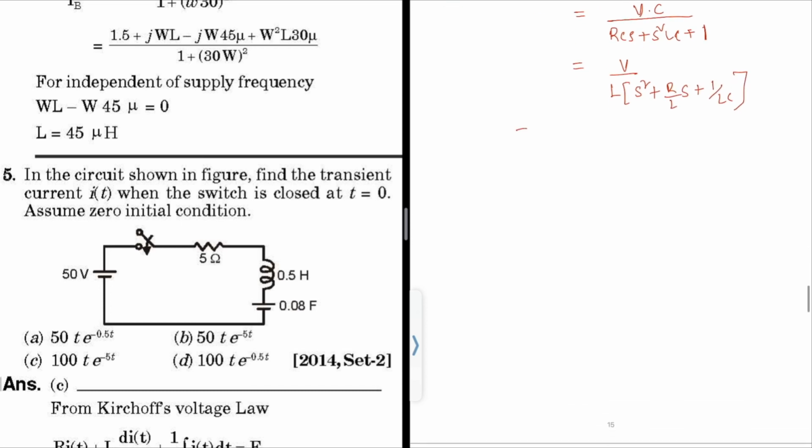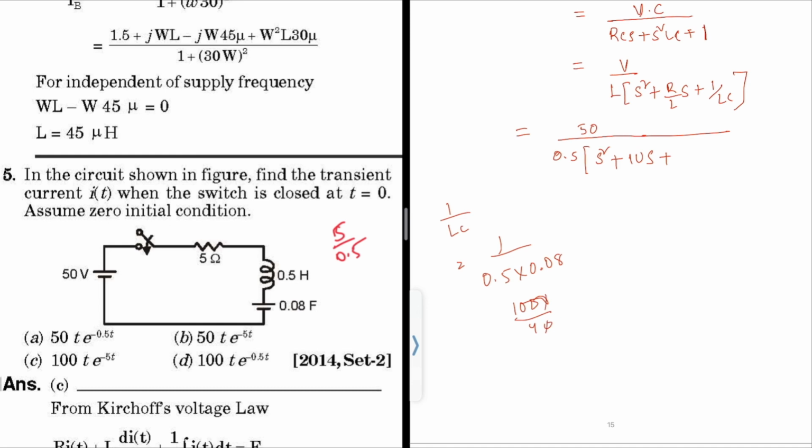Now substitute the values. V is given as 50, L is given as 0.5. So S square plus R by L, where R by L is 5 by 0.5, which is 10, S plus 1 by LC. The value of 1 by LC is 1 by 0.5 into 0.08, so it will be 25. So we get 100 by S square plus 10S plus 25, which is 100 by (S plus 5) whole square.